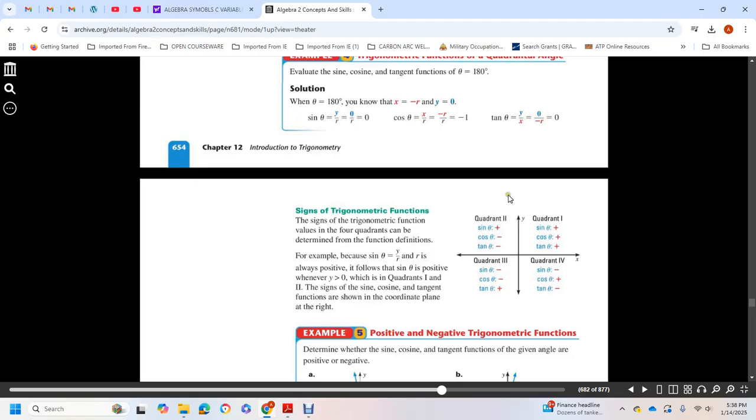Quadrant 1: sine, cosine, and tangent are all positive. Quadrant 2: sine is positive, cosine and tangent are negative. Quadrant 3: sine and cosine are negative, tangent is positive. Quadrant 4: sine is negative, cosine is positive, tangent is negative.